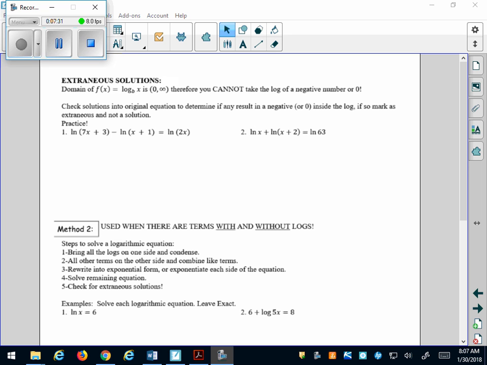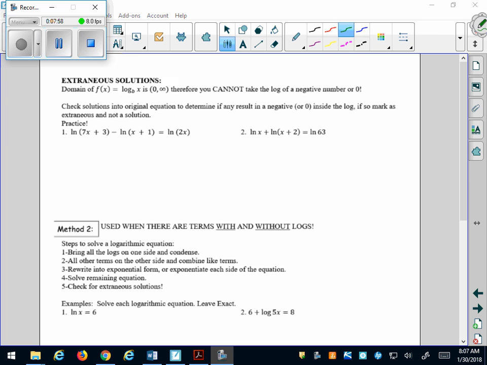We've talked about things that are not in the domain, right? Well, for a log, the log of something is always positive, okay? Because remember, it's the inverse of an exponent, right? So there's no way to get a negative by doing the log. So you cannot take the log of a negative number or of 0, okay?